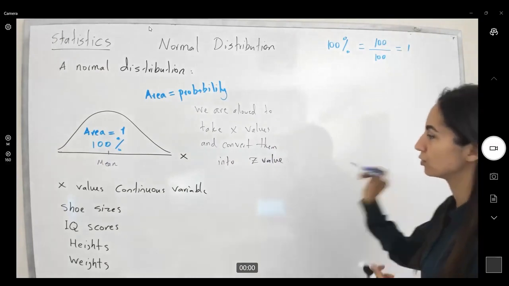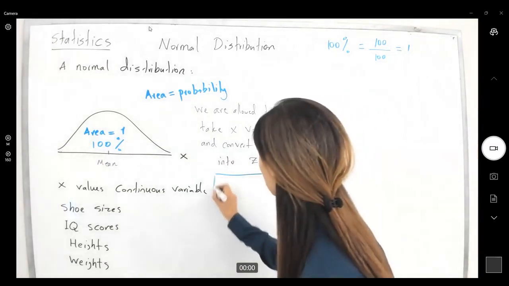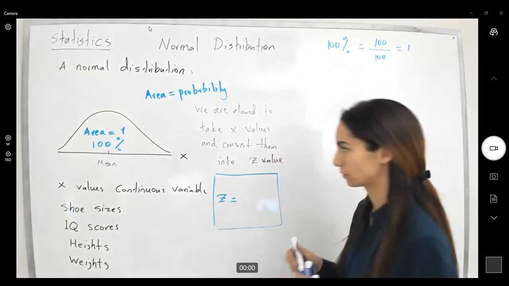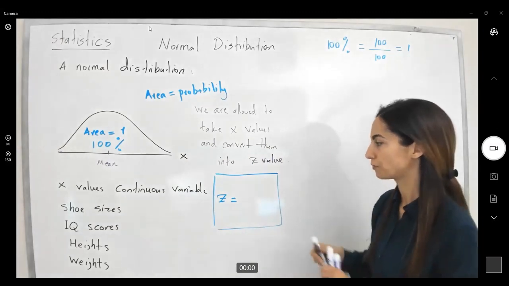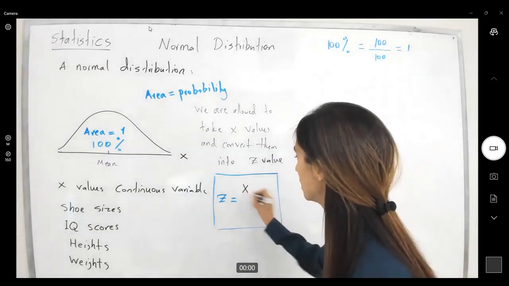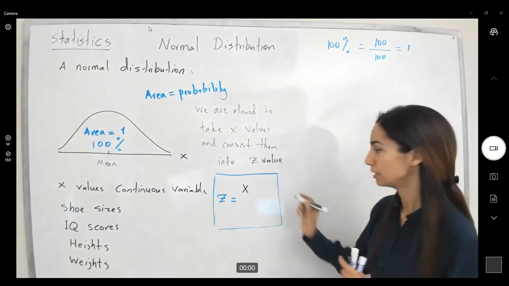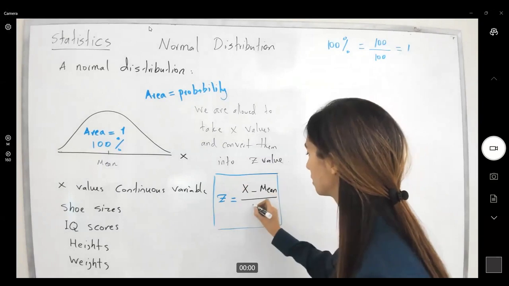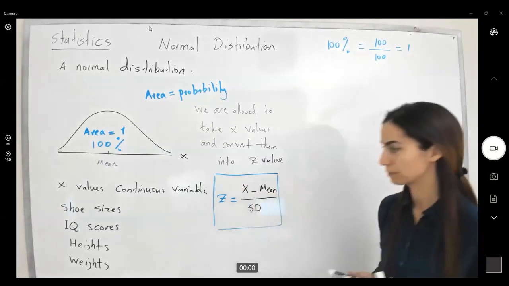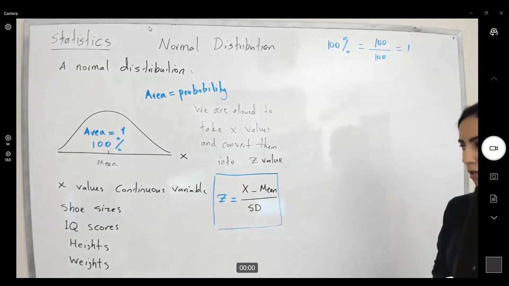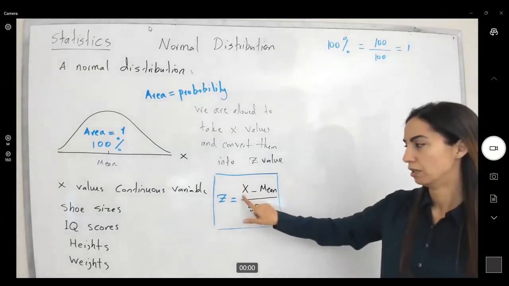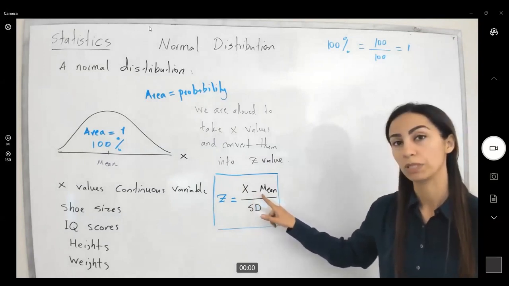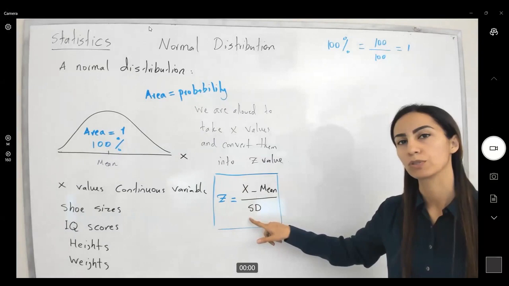The formula that you're going to use is this machine. You take each X value, find the difference between X and the mean, X minus the mean, and then divide it by the standard deviation. I take each X value, I do the subtraction on the numerator using the mean, and on the denominator I use the standard deviation.